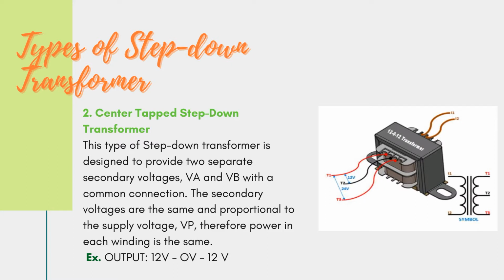This type of step-down transformer is designed to provide two separate secondary voltages, VA and VB, with a common connection. The secondary voltages are the same and proportional to the supply voltage, VP, therefore power in each winding is the same. Example: output 12 V-0-12 V.